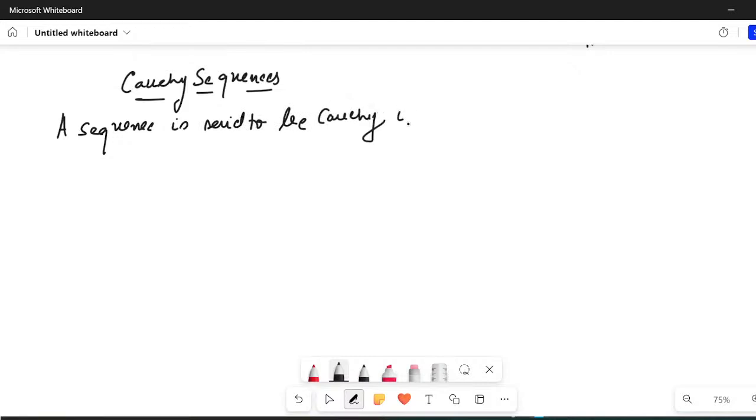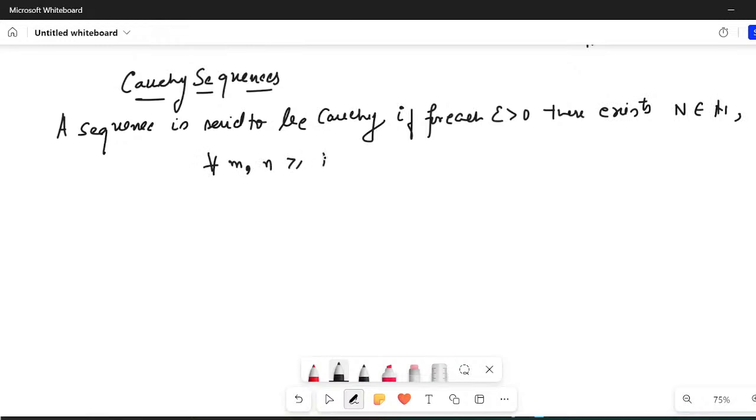if for each epsilon, that is, you give me any epsilon greater than 0, there exists some natural number, let us say capital N, such that for all m and n greater than or equal to N, we have |xm minus xn| or |xn minus xm| less than epsilon. That is, this is true for all n greater than or equal to m greater than some capital N belonging to natural numbers. What does it mean?